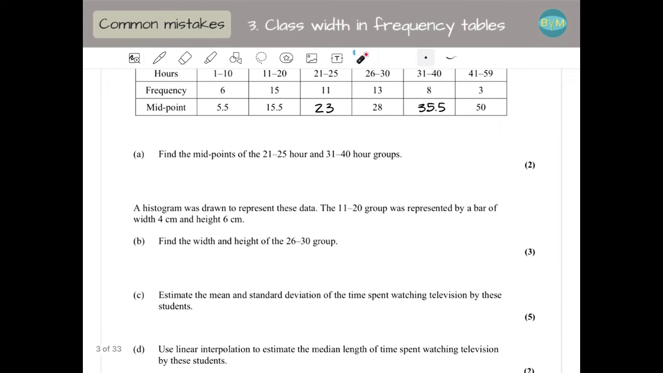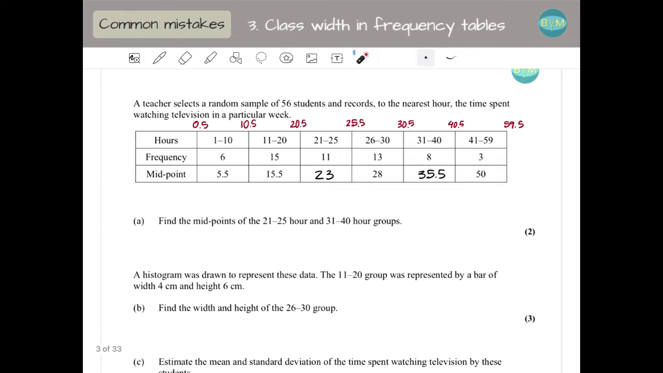Then a histogram was drawn to represent this data. The 11-20 group was represented by a bar that is 4 centimeters wide and 6 centimeters high. So we are talking about this bar, 11-20. And they are asking us the width and the height of the 26-30 group. So we are talking now about this one here.